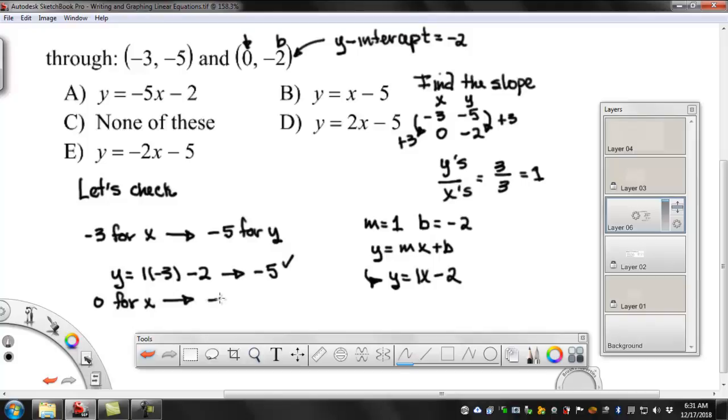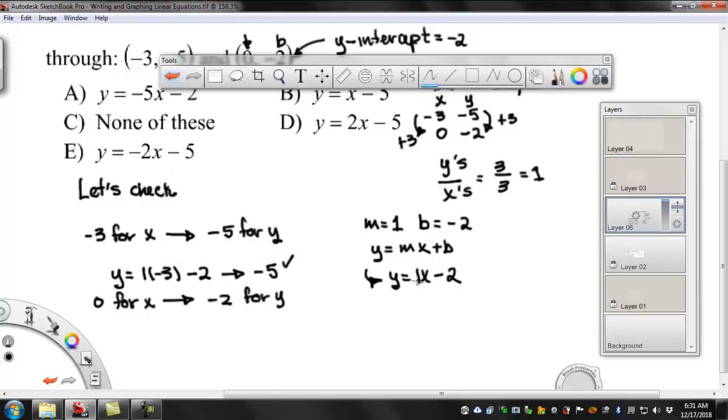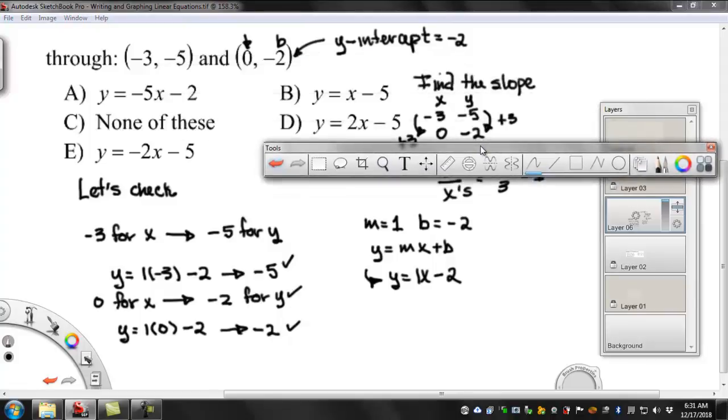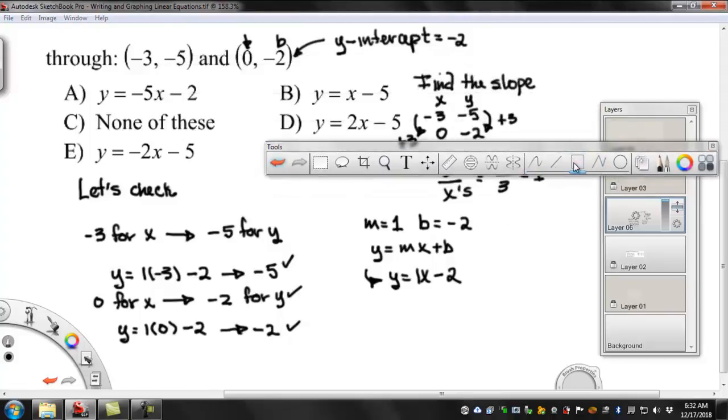We'll use 0 for x, and then if we have the right equation, we should get a negative 2 for the y. All right, let's go ahead and substitute it in. We have y equals 1 times x, and the x that we're going to use is 0. We'll subtract 2, and if you type that in your calculator, you end up getting a negative 2 for your y, so it does check out. So we do have the right equation. So that means that there's none of these that will work.